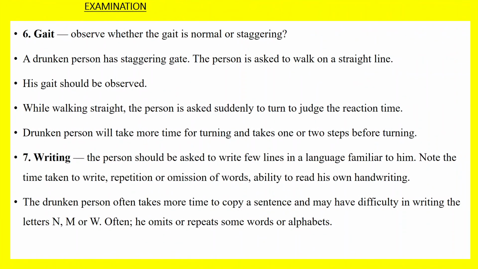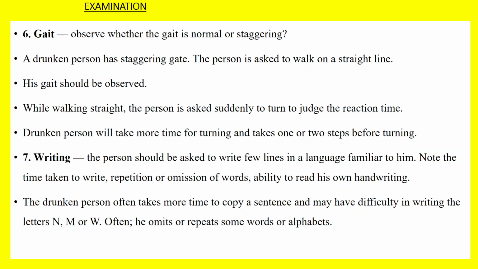Next important point to be noted is the gait. When the person just walks into your ER, you just have to observe whether the gait is normal or staggering. A drunken person has a staggering gait. The person is asked to walk on a straight line. His gait should be observed. While walking a straight line, the person is asked suddenly to turn to judge the reaction time. The drunken person will take more time for turning and takes 1 or 2 steps before turning.